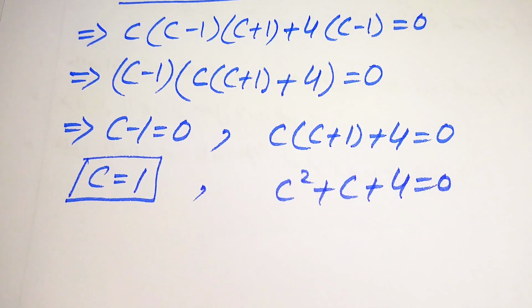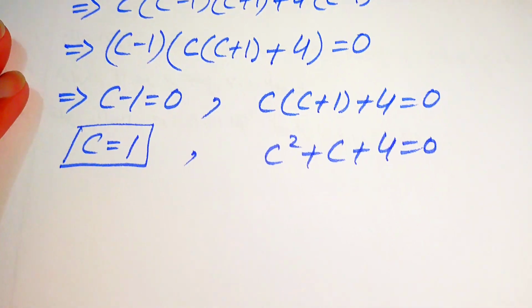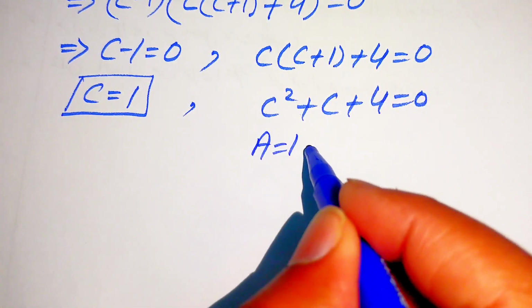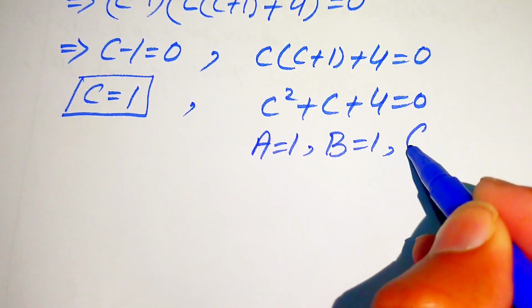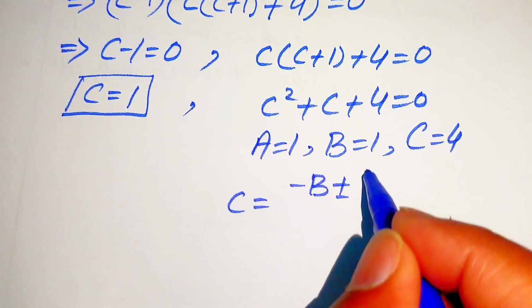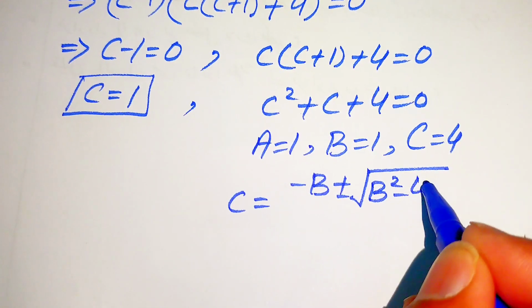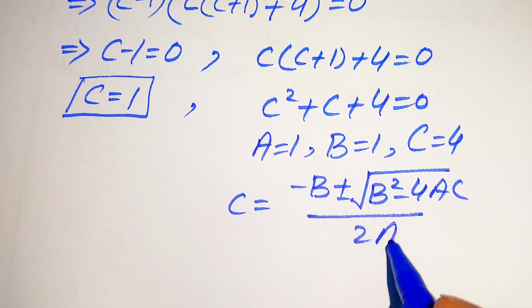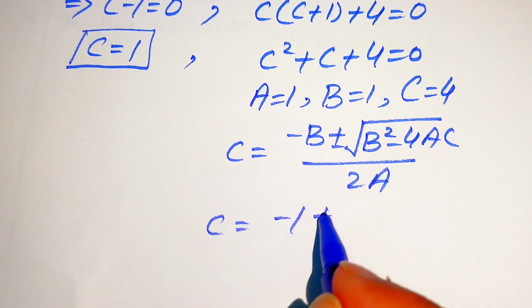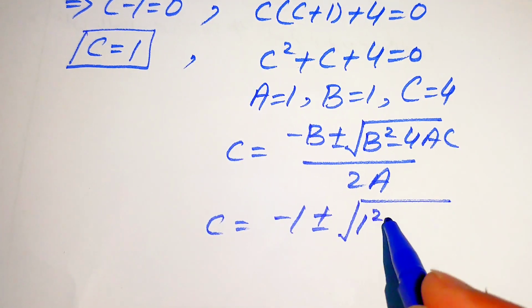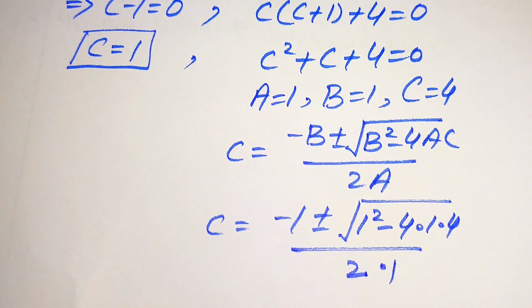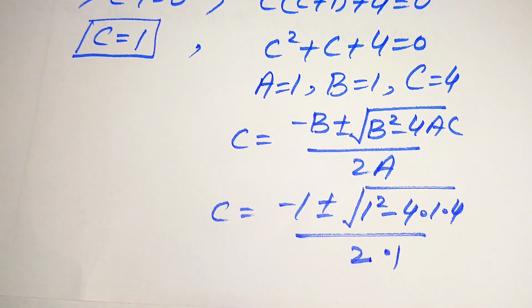This becomes a quadratic equation, and here we can apply the quadratic formula in order to find the values of c, so we write the coefficients of this equation, and its coefficients are a equals 1, b equals 1, and capital C equals 4. So the quadratic formula is stated as minus b plus minus square root of b square minus 4 times ac, divided by 2 times a. And now we can put the values of a, b, c here. It becomes minus 1 plus minus square root of 1 square minus 4 times 1 into c, divided by 2 times a, and here our a is also equal to 1.